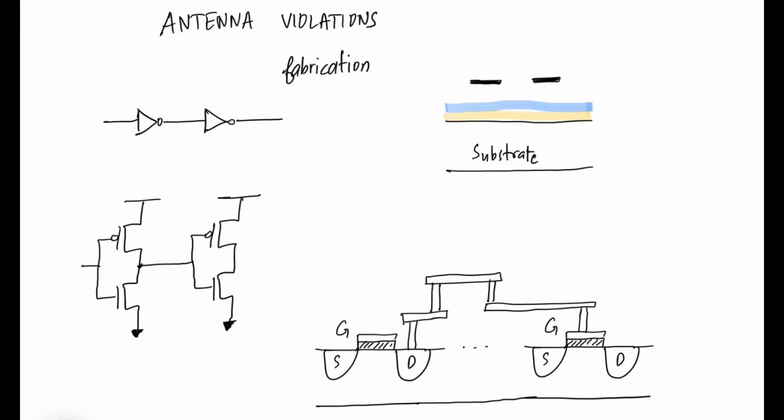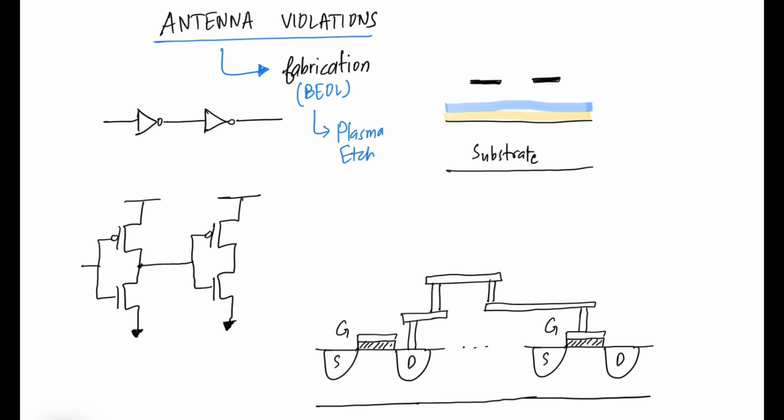In this video, let's talk about the antenna violations. Antenna violations occur during the fabrication step, and more specifically during the BEOL step of fabrication, which involves the creation of the vias and the metal layers above the transistors. More specifically, antenna violations occur during the dry etching or the plasma etching step of the fabrication.